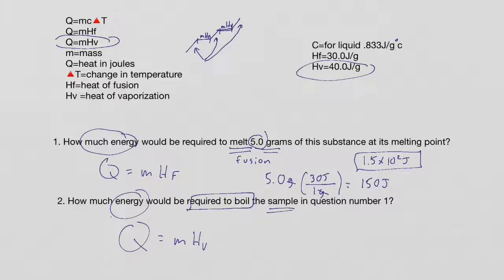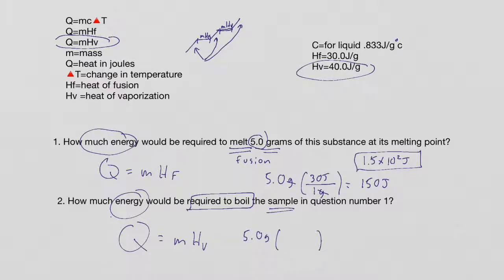That doesn't change. If you have 5 grams of a liquid, when it boils, you have 5 grams of a gas. You don't lose particles. Matter doesn't magically disappear. So take your 5.0 grams this time and multiply it by the heat of vaporization.